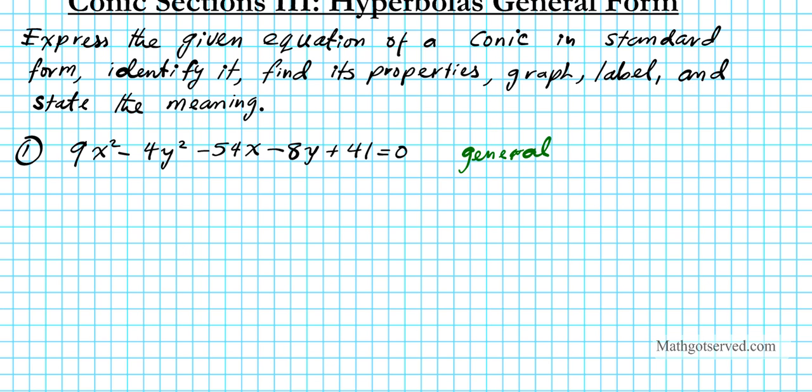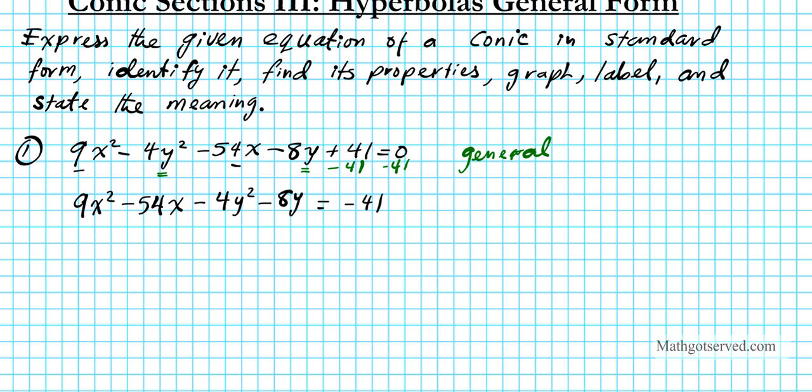All right, so to do that, we're going to reorganize our variables. We'll place the x's next to each other. So we're going to have 9x squared minus 54x, and then the y's next to each other, which yields minus 4y squared minus 8y. And this constant goes to the right side of the equation, because the constant is always on the right side in the standard form. So we subtract 41 from both sides, so it is equal to negative 41.